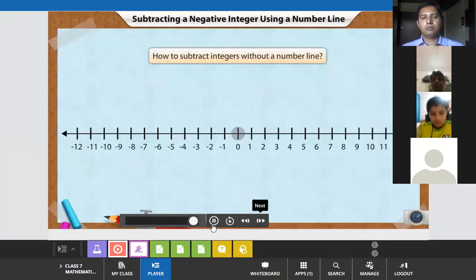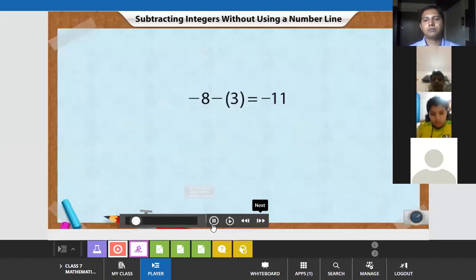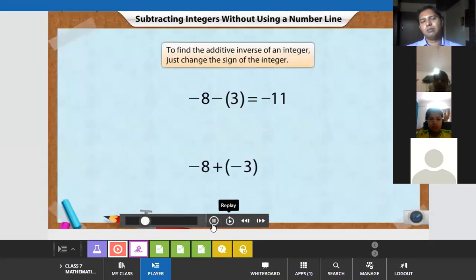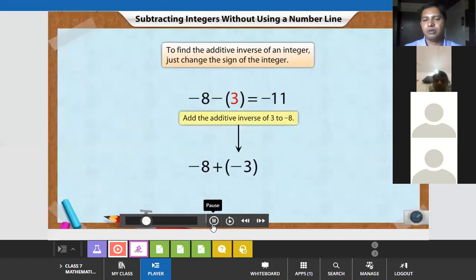But are there any other ways to subtract the integer? Yes, even without a number line. Negative 8 minus 3 gave us negative 11 using the number line. If instead of subtracting 3 from negative 8, we add the additive inverse of 3 to negative 8. Remember, to find the additive inverse of an integer, change the sign of the integer. So additive inverse is nothing but the same number with a different sign. If it was positive, it will become negative in case of additive inverse. If it is negative, it will become positive. So the additive inverse of 3 is negative 3.